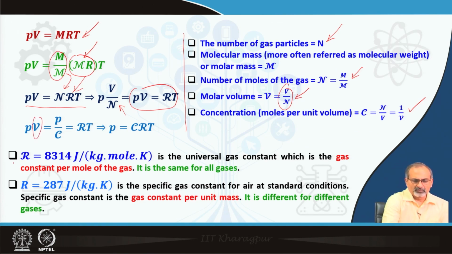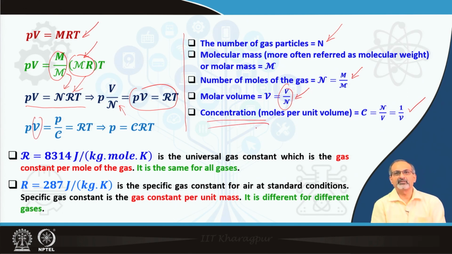This molar volume, when we take a reciprocal of that, we can go to the concentration, because it is moles per unit volume, which is basically the reciprocal of molar volume itself, and then you are able to represent it as P by italic C equal to italic R T. So, you have P equals C R T. So, this is another form.